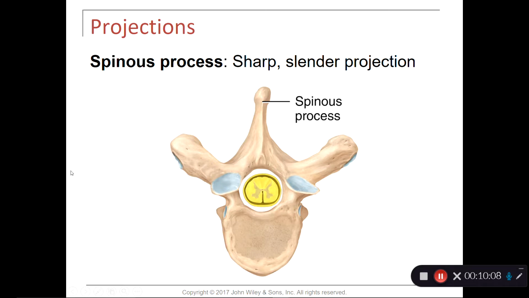Spinous process. Well, there aren't really many spinous processes on your body except for on your vertebral column. On the back of that vertebra, there's your spinal cord there. Here's your vertebra, and on the back of that you're going to see that spinous process.